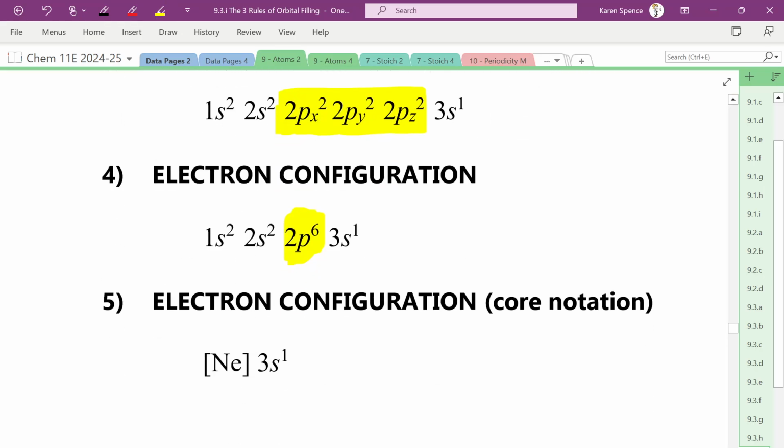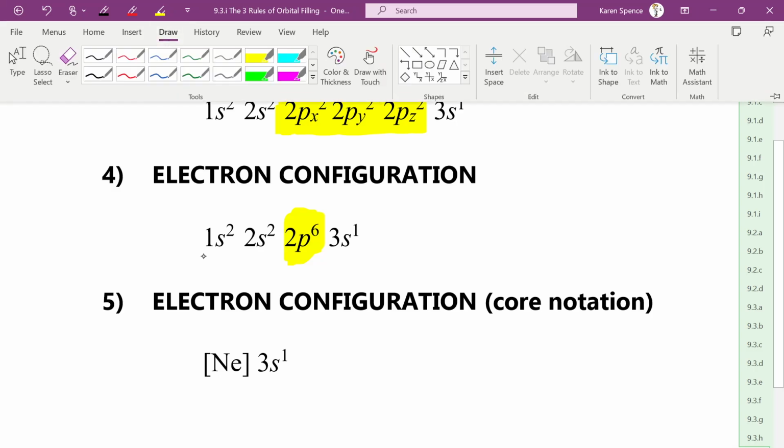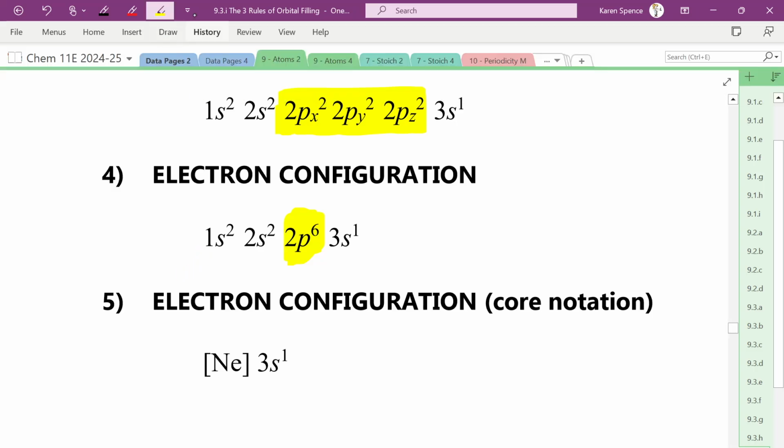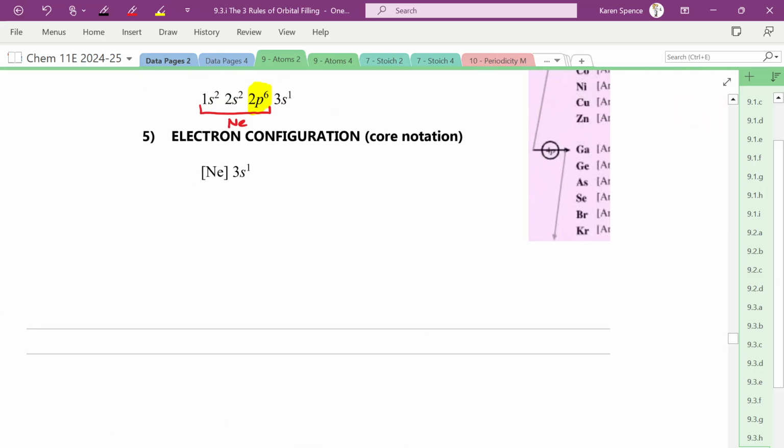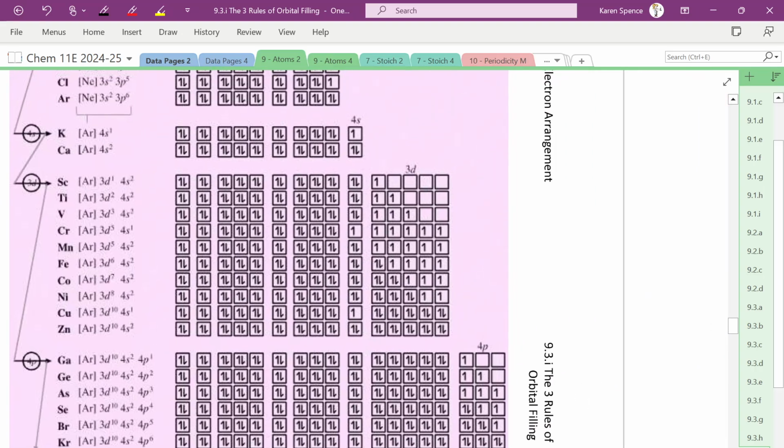Of course, our noble gas configuration here is neon. That's neon there, and so neon 3s1. And if you're interested in all the electron configurations, you can see them all the way up to krypton.